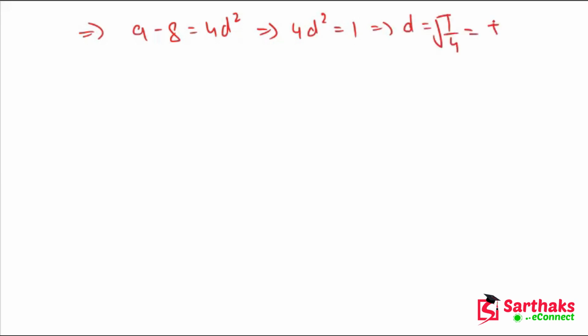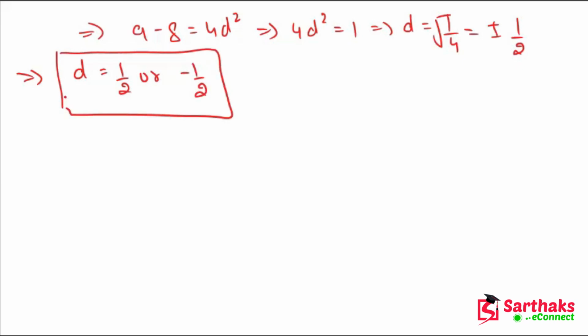If we solve it, we get 9 minus 8 equals 4D squared. So we have 4D squared equals 1, and D squared is 1 upon 4; taking the square root, we get plus minus 1 upon 2. So we have two values of D: D equals 1 upon 2 or minus 1 upon 2. We have to find the value of A for 1 upon 2 as well as minus 1 upon 2.